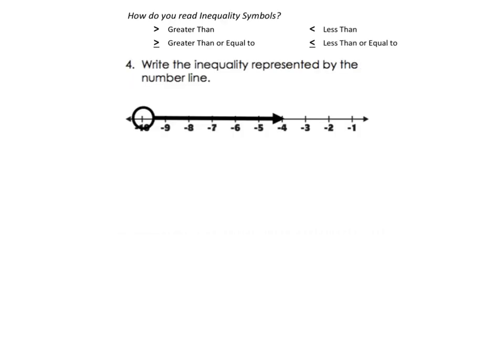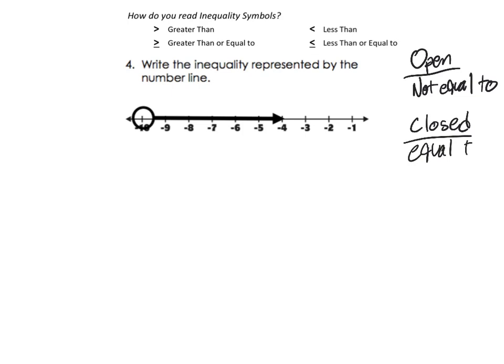So here's our first example. We know there's an inequality and it's represented by the number line. So looking and using our symbols up here, we have to figure out what the inequality is supposed to say. The first thing we can look at on a number line is the circle. If it is an open circle, it is not equal to. If it is a closed circle, it means equal to. So that's something very important to remember.